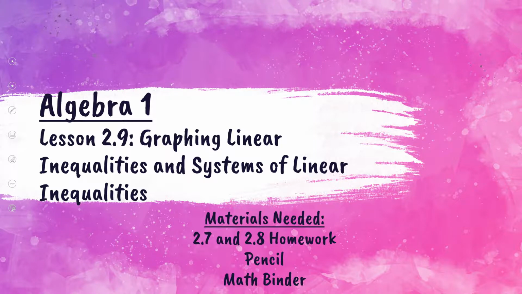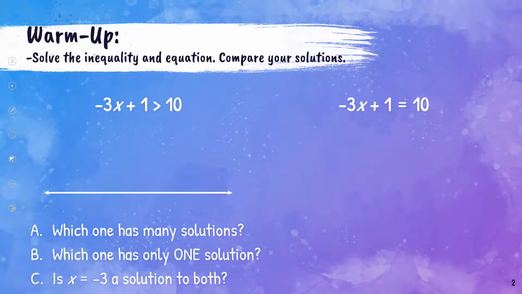So to start off with, we're going to look at the warm-up comparing an inequality and an equation. I've got the inequality negative 3x plus 1 is greater than 10, and the equation negative 3x plus 1 is equal to 10.